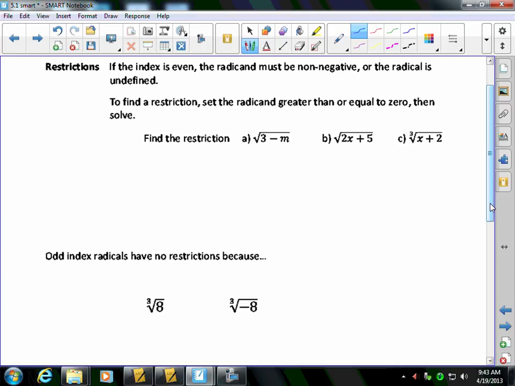So it says, find the restrictions. To find a restriction, set the radicand greater than or equal to 0 and then solve. It's nothing different than what we did when we were finding our intercepts or our solutions in the last unit, except we're going to use a greater than or equal to sign instead of an equal sign. So to find the restriction of A, I take the radicand, in this case 3 minus m, put it greater than or equal to 0, and then solve for m.